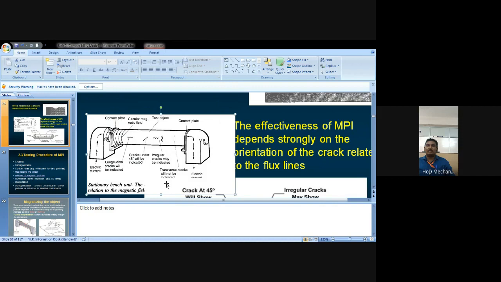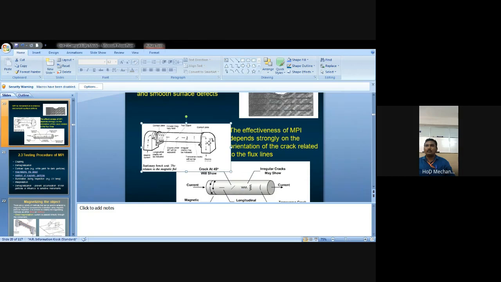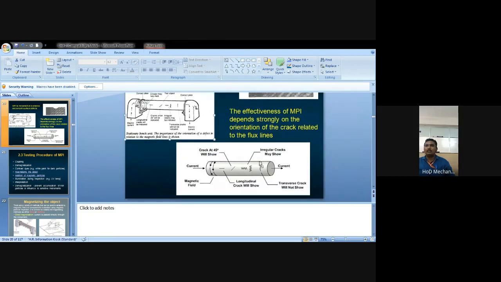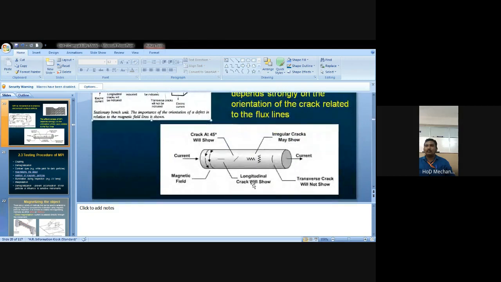The transverse crack will not be detected by using the magnetic particle. An irregular crack may be indicated, and a crack at 45 degrees is also indicated by this magnetic particle inspection. Here, the longitudinal crack will also show. The transverse crack will not be able to show by using the MPI inspection. The current will be passed through this shaft.